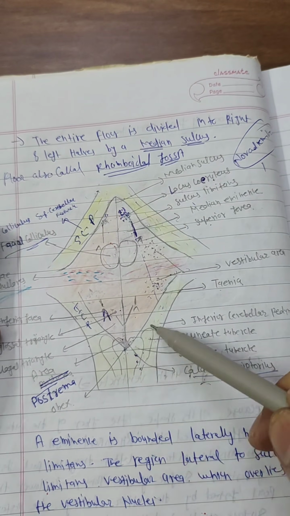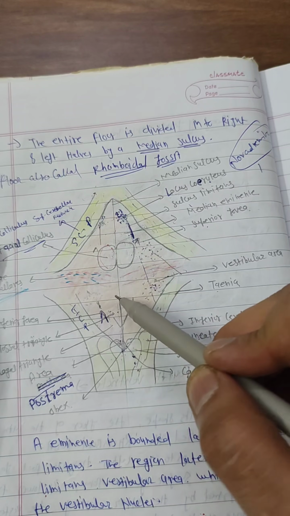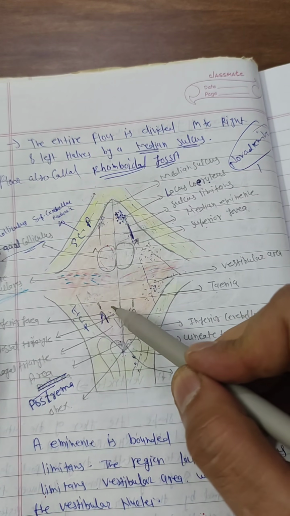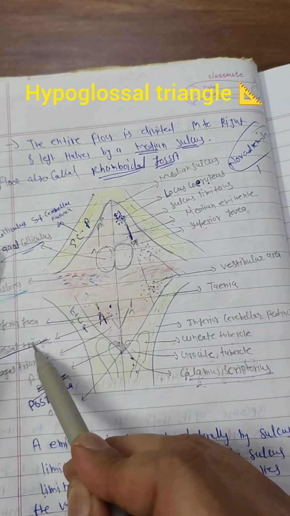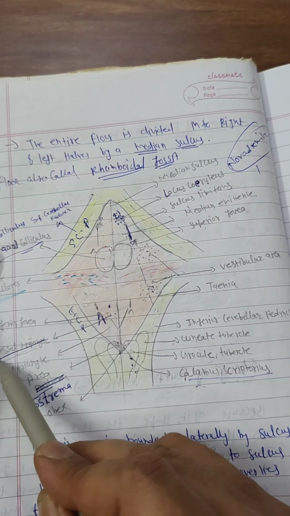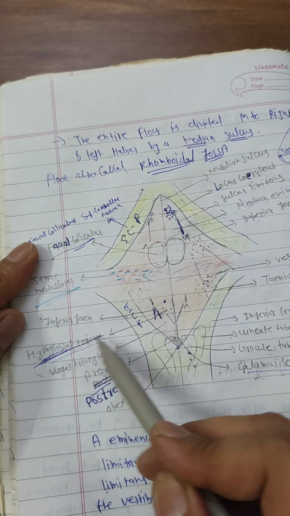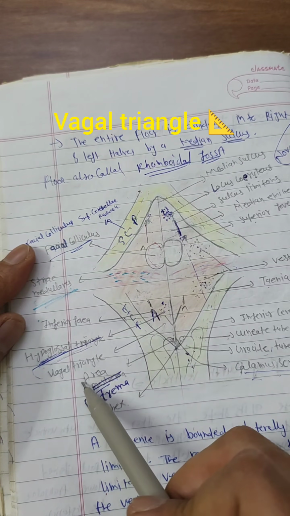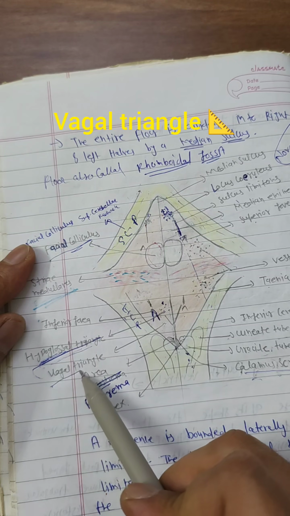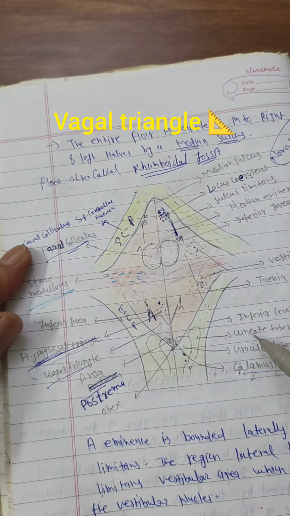Now come to the inferior part. Here we have two triangles. On the medial or upper side, we have the hypoglossal triangle, and below it the nucleus of the hypoglossal nerve. Below we have another triangle, the vagal triangle, and below the vagal triangle we have the motor nucleus of the vagus nerve.